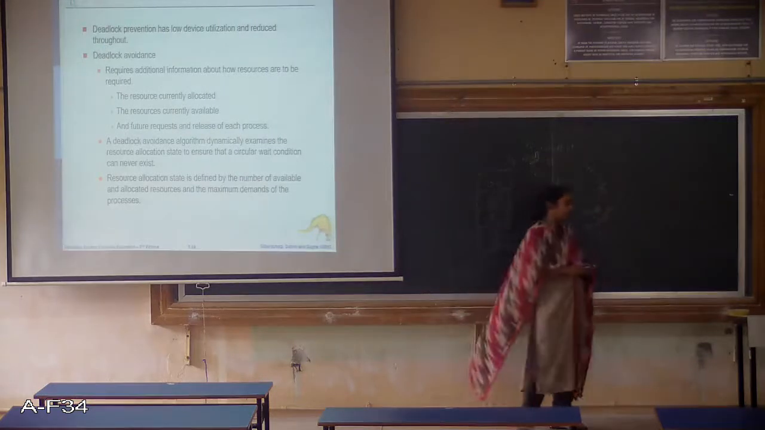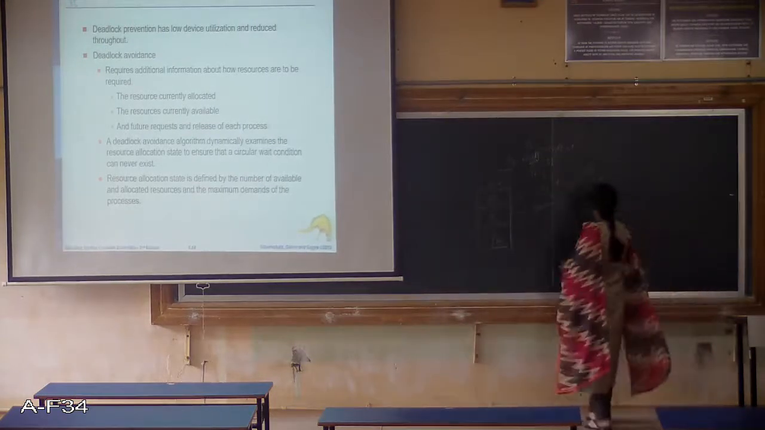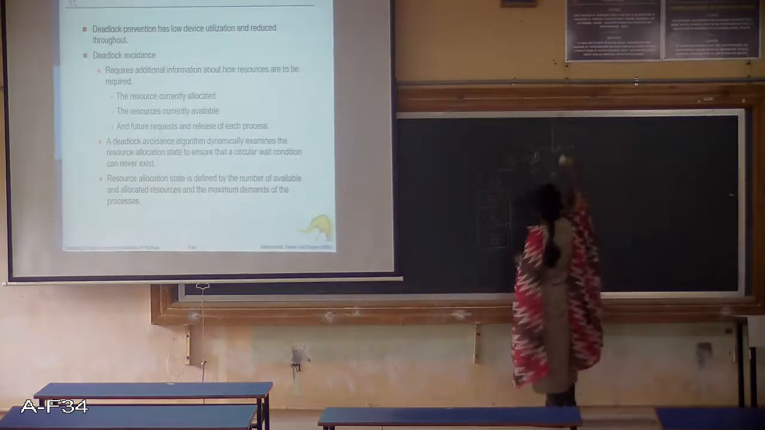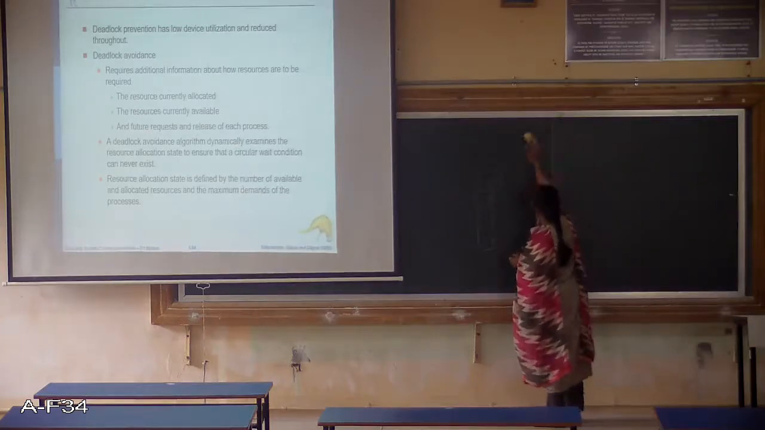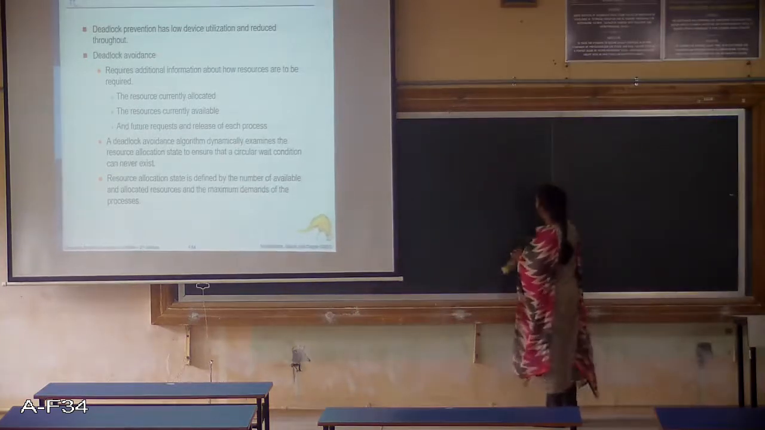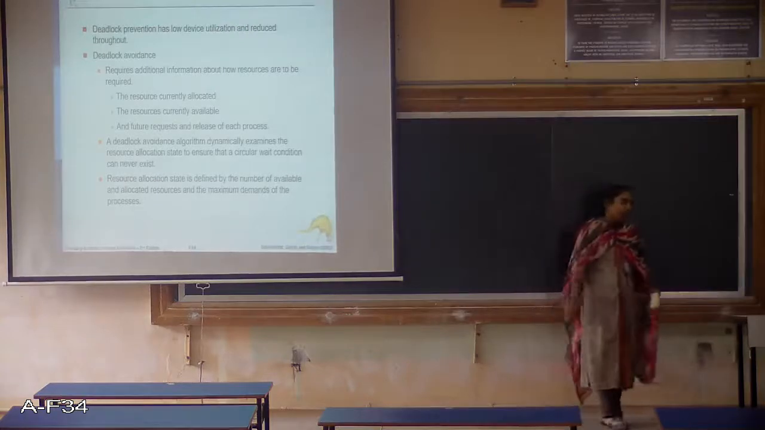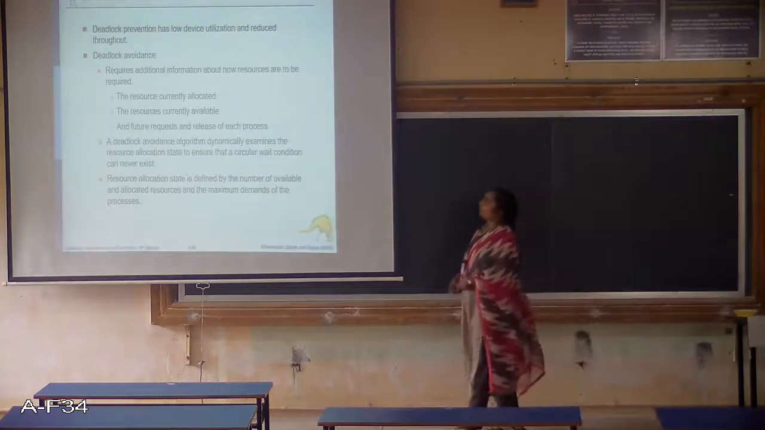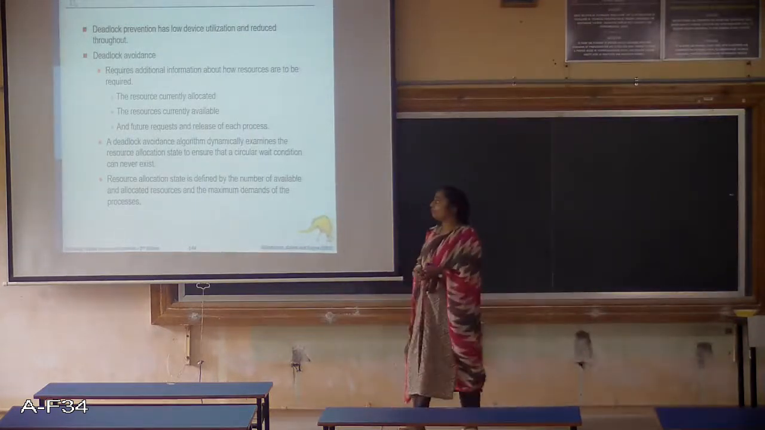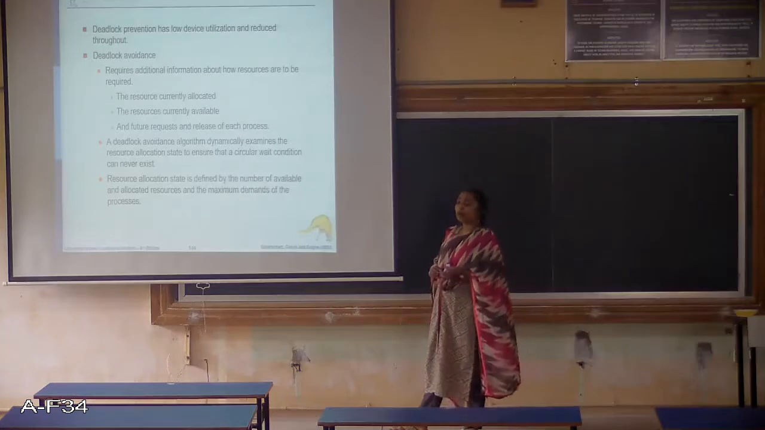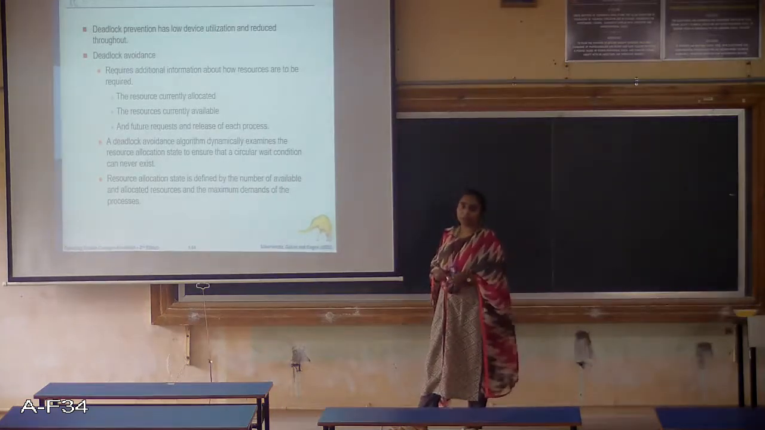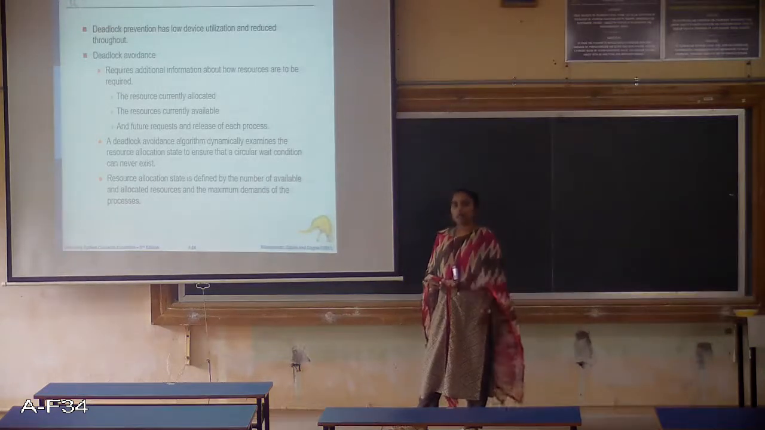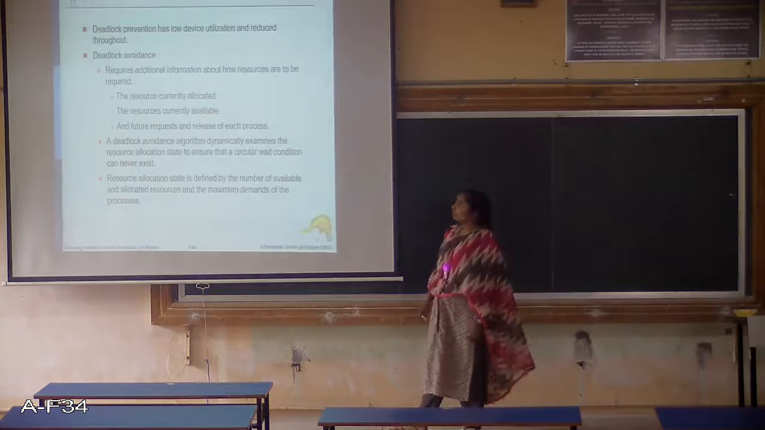Deadlock avoidance. Another way of doing this is deadlock prevention, but it has a disadvantage. It will affect the throughput and it will affect the resource utilization. So what you can do is go for deadlock avoidance. So how to do deadlock avoidance? Deadlock avoidance requires some additional information about resource requests and resource allocations.